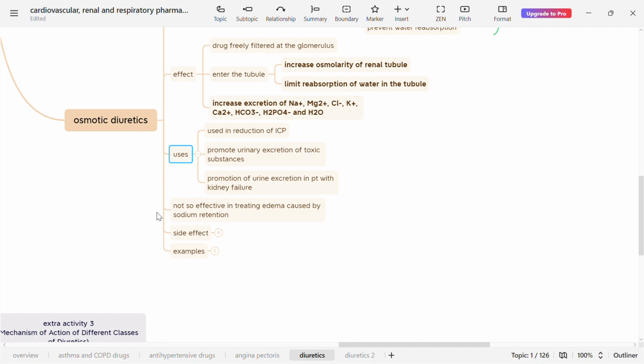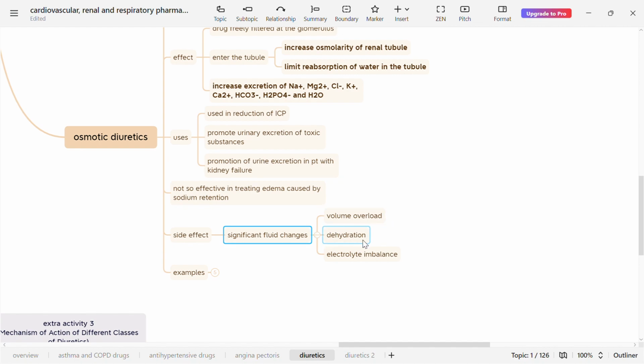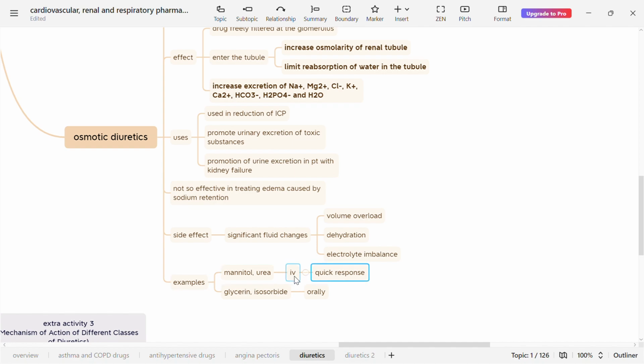And we can also see here that osmotic diuretics are not so effective in treating edema caused by sodium retention, and they have side effects of significant fluid change, which can cause dehydration, volume overload, and also electrolyte imbalance. Examples of osmotic diuretics include mannitol, urea, glycerin, and isosorbide. Normally glycerin and isosorbide are given orally, while if given intravenously, such as mannitol or urea, we can expect a quick response because it is IV, right? Mannitol is used in surgery and operations when there is high ICP. You will use mannitol to decrease the ICP.